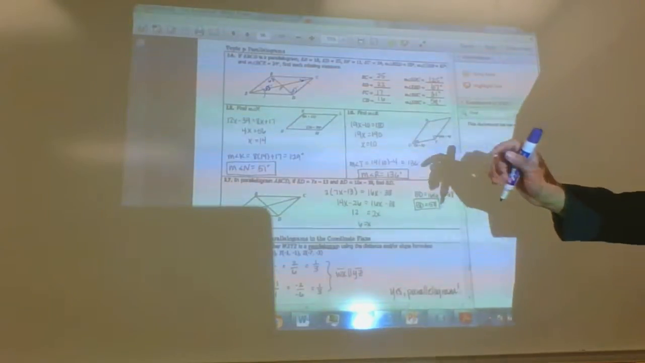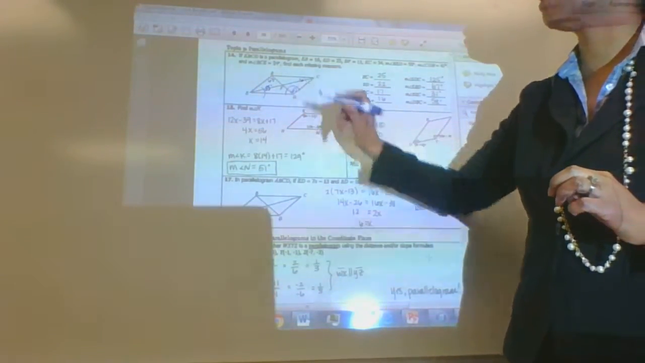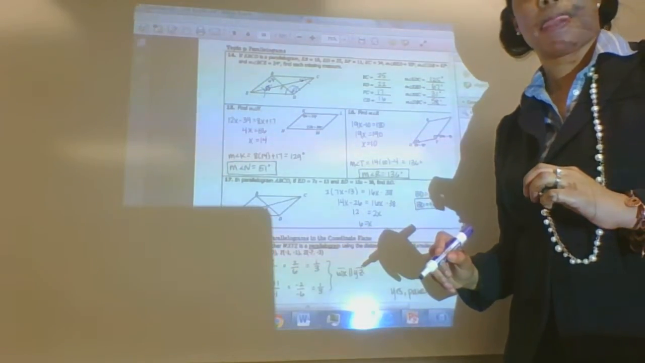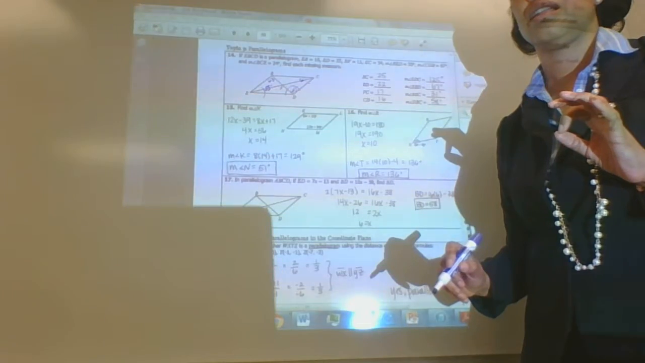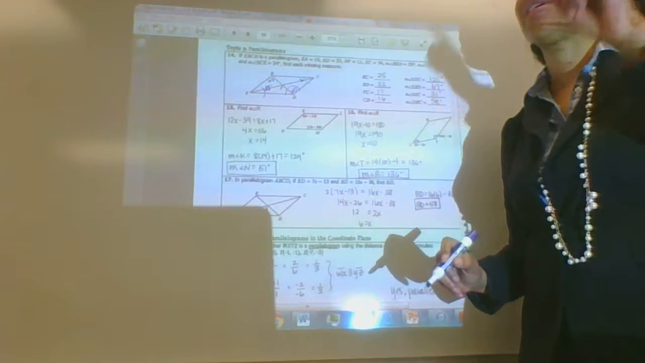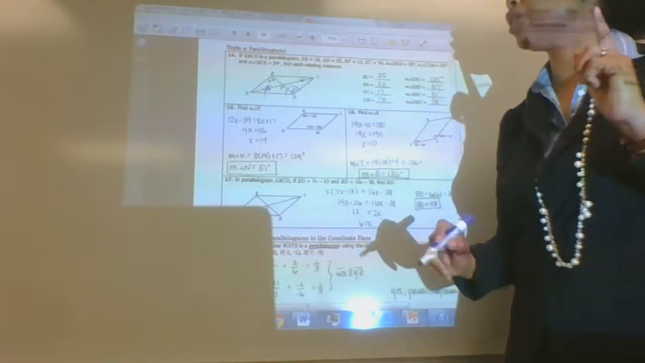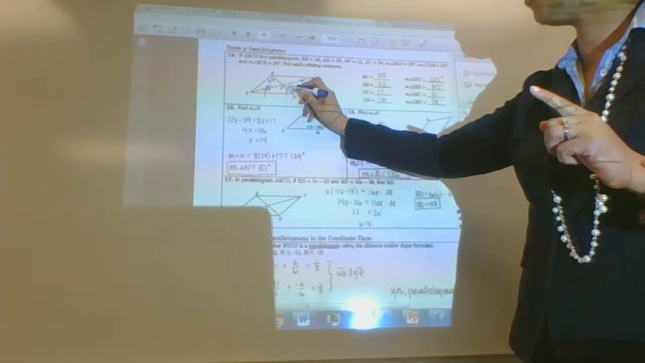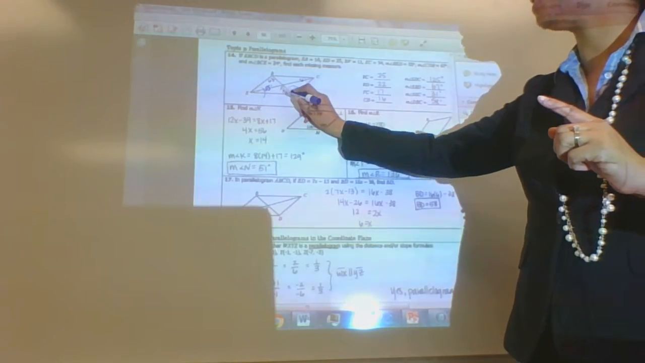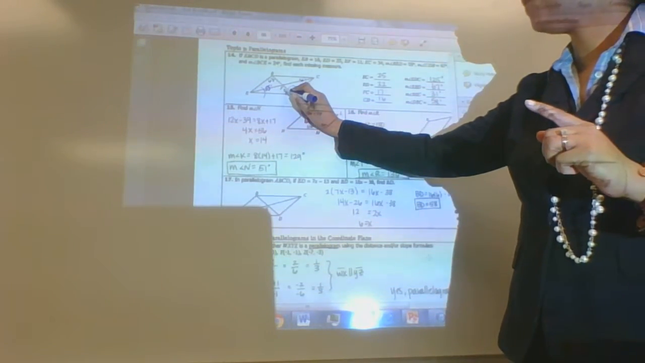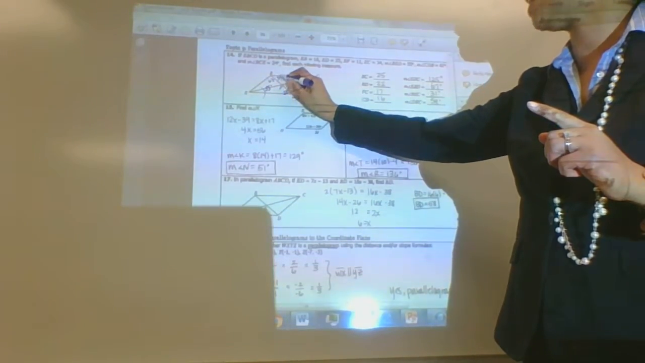Now what does this entire angle equal, guys? 125, dealing with what property? Because the consecutive angles are supplementary. Good. So this whole thing is 125. If this is 67, what does the other part equal? 58 degrees. So this also equals 58 degrees.